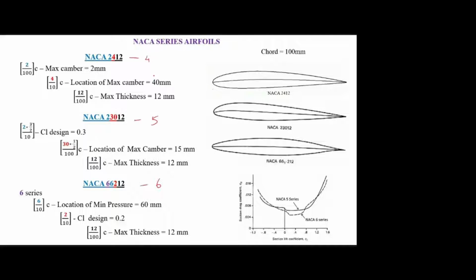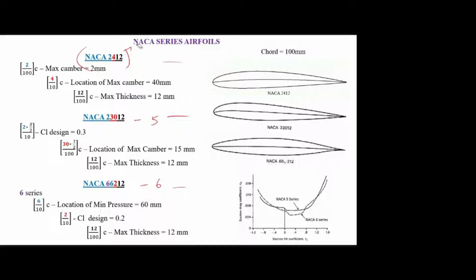In commercial aircraft, we mostly use the NACA 4 series, 5 series, and 6 series airfoils. This is one example of a NACA 4 series. It can be any number: 2412, 4412, or maybe 6218. These are all different examples of 4 series airfoils. I have taken only one model, the most used model, NACA 2412.